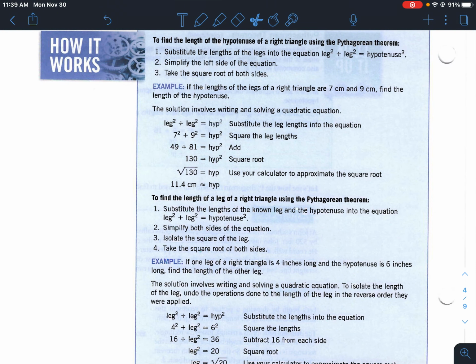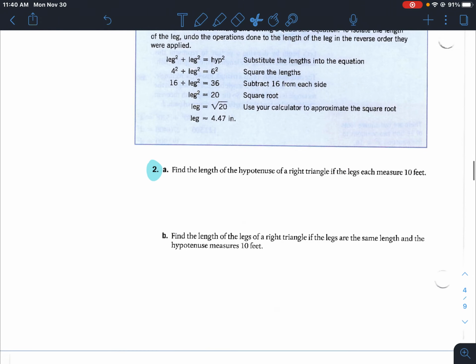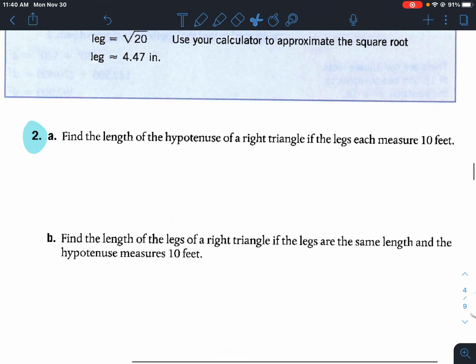Another example, they broke it down even more and explained each step in case you're really confused. Example number 2, find the length of the hypotenuse of a right triangle if the legs each measure 10 feet. Okay, so each leg, so I'll go 10 squared plus 10 squared equals the hypotenuse. I don't know what the hypotenuse is, so that's C squared. And remember, this A squared plus B squared equals C squared only works for right triangles. So if it's not a right triangle, I can't use this formula, this theorem. It's not going to work out. And then all I'm doing is solving for C here.